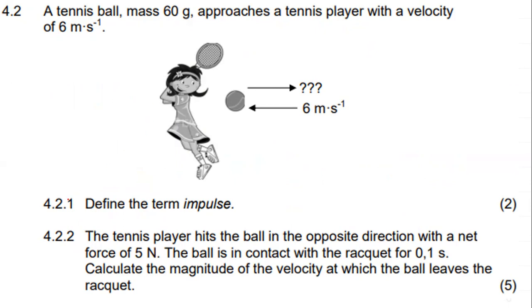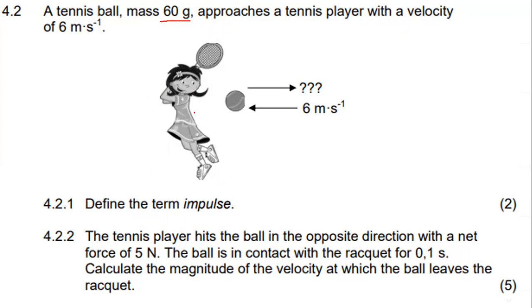Now, let us go to another question. The next question says, a tennis ball with a mass of 60 grams. So the mass there is 60 grams. It approaches a tennis player with a velocity of 6 meters per second. So let us look at the information that was given there. This is what we see on the diagram.